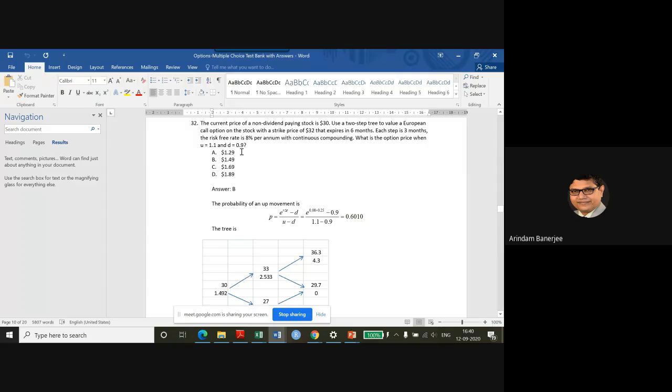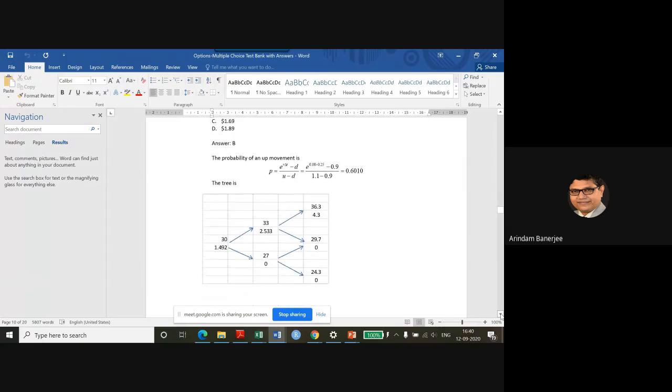Then that means it is 10% up, 10% down. That is my basic assumption. So the first is, this is 30. I am starting from here. 10% up, 33. 10% down, 27. This is after 3 months. Then I want to extend it again. 33, 10% up, 36.3. 10% down, 29.7. 27, 10% up, 29.7. 27, 10% down, 24.3.